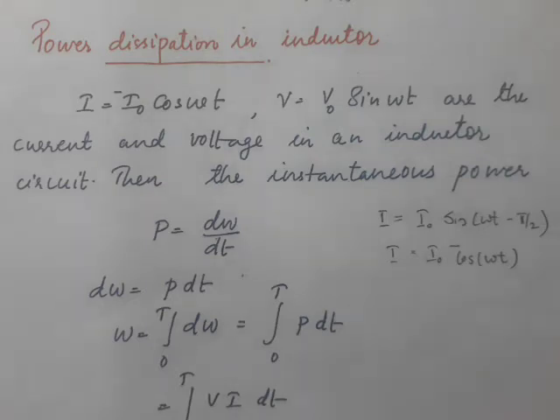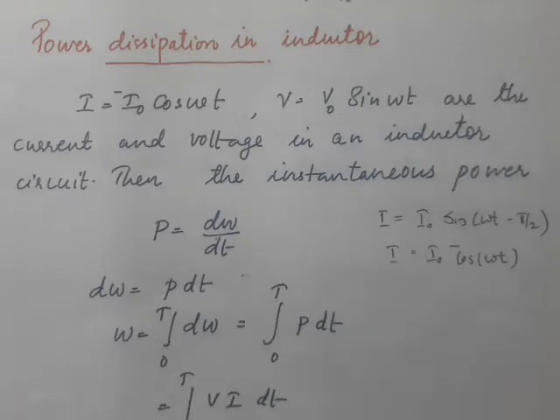Good morning, children. So far we have seen how AC behaves with the inductor, capacitor and a resistor, and we have seen inductive reactance and capacitive reactance. Now, when AC passes through a capacitor or an inductor or a resistor, there will be power dissipation. The power dissipated can be calculated as follows.